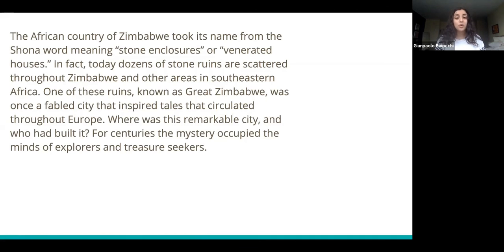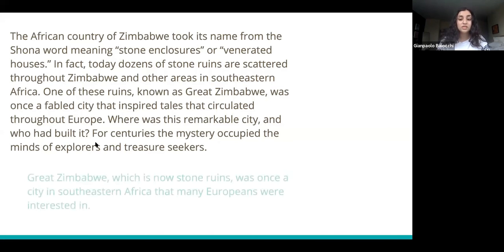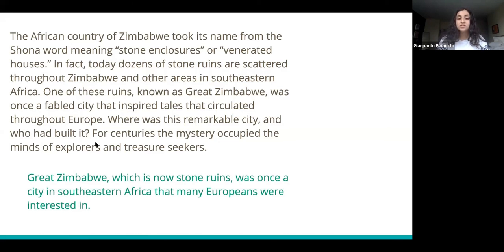For annotating, we're going to start with the main idea for this paragraph. You can write your own, but the one that I wrote is: Great Zimbabwe, which is now in stone ruins, was once a city in southeastern Africa that many Europeans were interested in. It's kind of a long main idea. You can write yours a little bit shorter if you want.